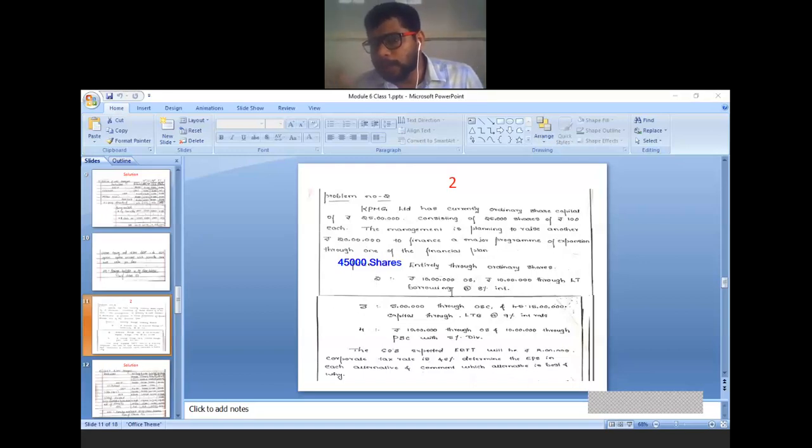Now in order to calculate the debenture interest, how much percentage do you have to use? 8% you have to use. For which amount? 10 lakh, because the debenture capital amount is 10 lakh into 8% interest. So 10 lakh into 8% means how much? 80,000 rupees debenture interest in the case of the second plan. You can see the solution part.